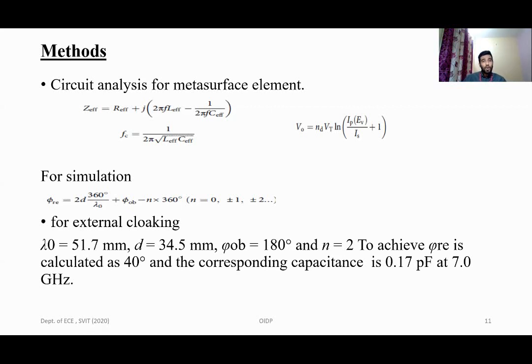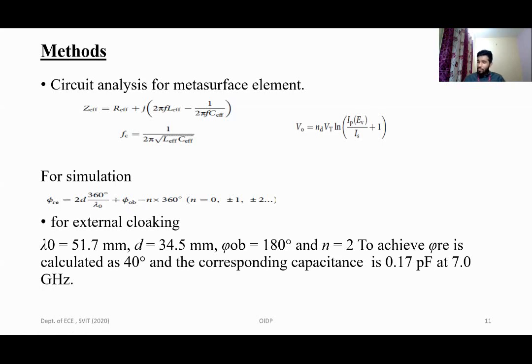For simulation of these electromagnetic functions, that is external cloaking, illusion, microwave illusion, and vortex beam generation, we will be using this formula: phi_re is equal to 2d divided by 360 degree by lambda naught, and phi_ob minus n into 360 degree, where n is equal to 0, plus or minus 1, plus or minus 2.